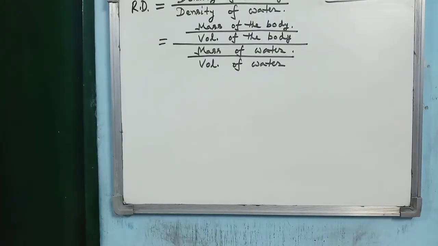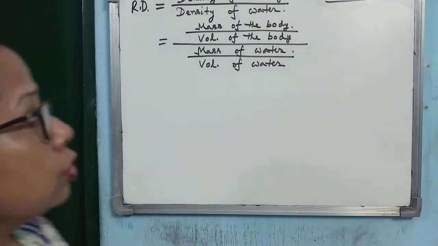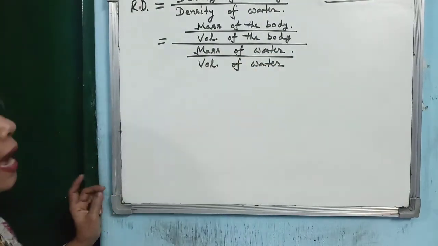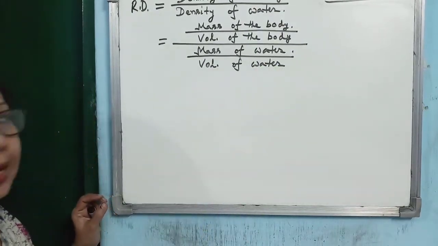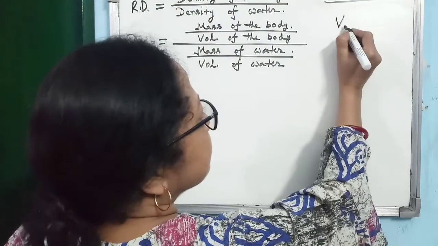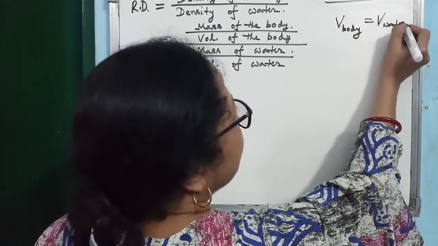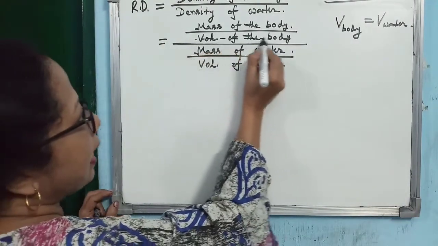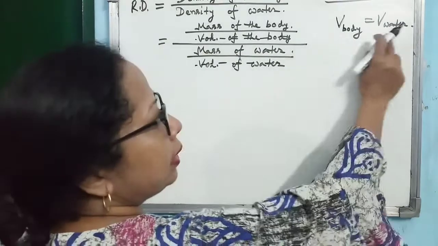Now consider this fact that RD you can write as density of the body by density of water. Density means mass of the body by volume of the body, and density of water means mass of water by volume of water. Now, if you make the volume of the body and volume of water equal, then what will happen? You can cancel volume of the body and volume of water, because you have made them equal.